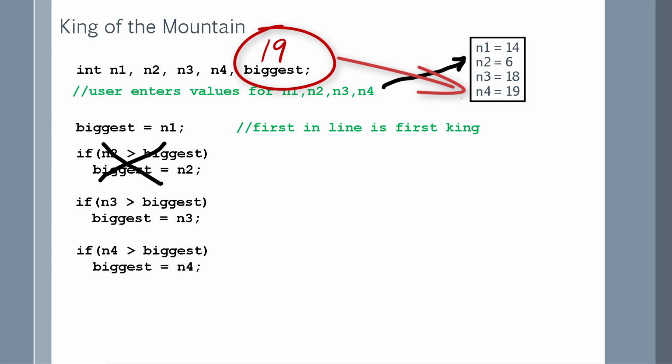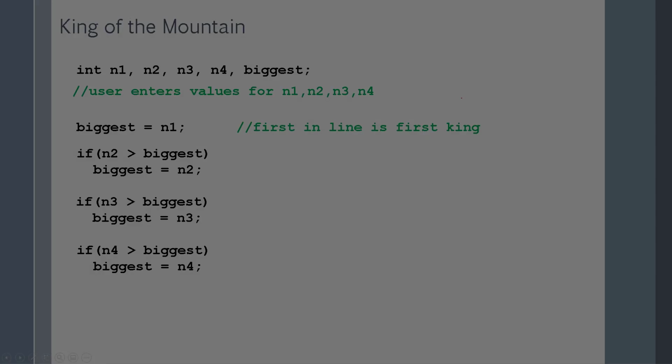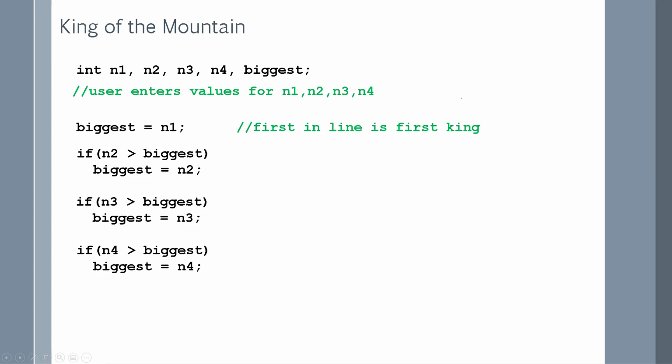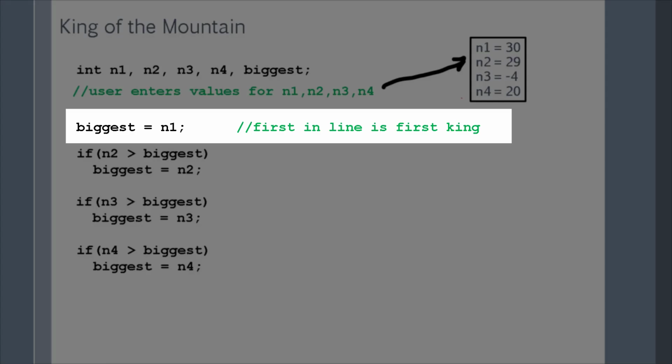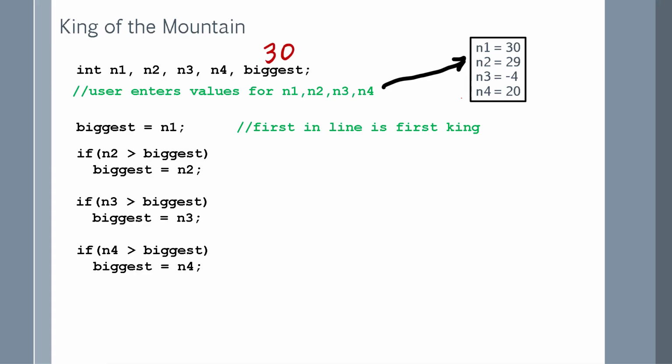Now you might be saying, oh yeah, that works because the largest one was the last variable to be checked. Let's look at an example where that's not the case. This time, let's assume that the user entered 30, 29, -4, and 20. In other words, the N1 variable contains the largest value of these four. Once again, the value of N1 is copied into biggest, which means that 30 is the first king and also the current king. When we check to see if N2 is larger than the biggest variable, the answer is no. So N2 falls by the wayside.